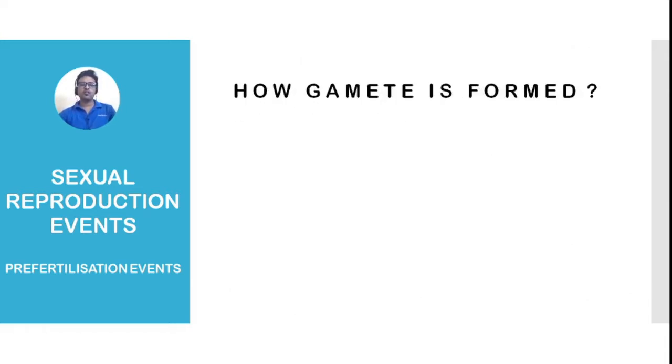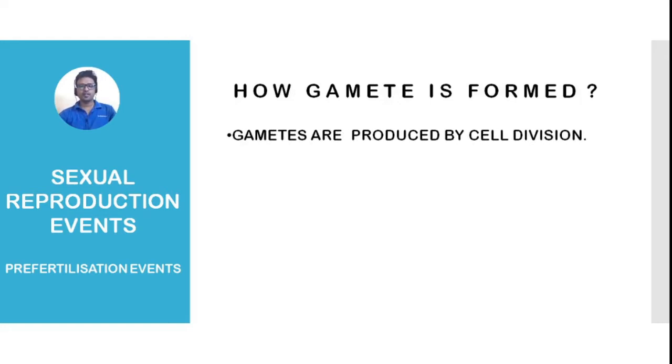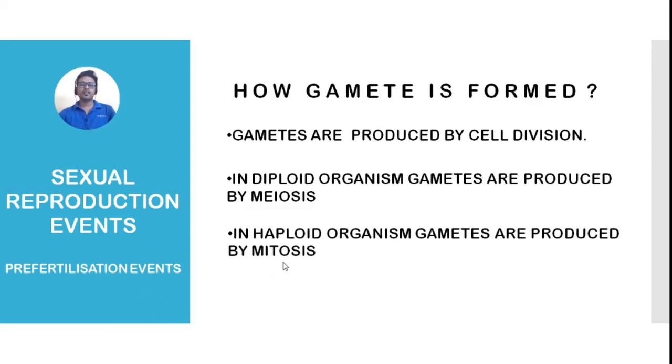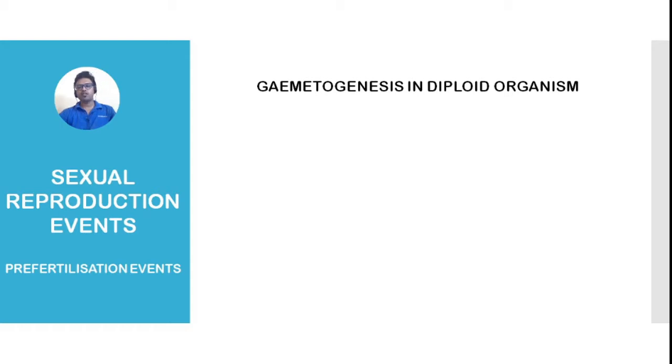Okay, so now it is clear that gamete is formed by cell division, and there are two types of cell division. One is mitosis and another one is meiosis. In case of diploid organisms, they produce gamete by meiosis, and in case of haploid organisms, they produce gamete by mitosis. So let's start the gametogenesis procedure in diploid organisms.